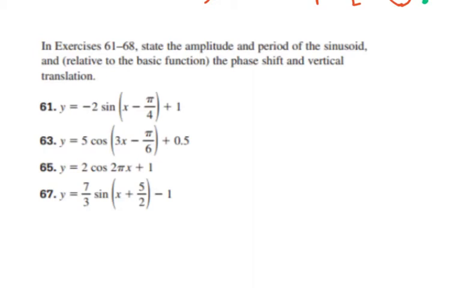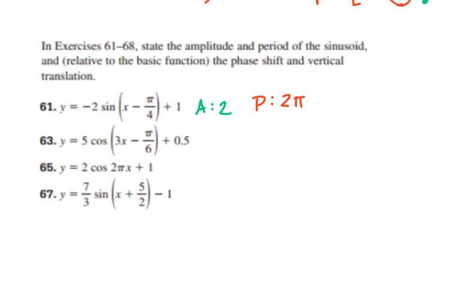So in number 61, the amplitude is going to be 2, because it's this 2 here, but the absolute value of it. Then they want the period, and so the period is going to be our b value, which we don't have one of, so it's just going to be 2 pi, because it would be over 1, but that's not changing it.